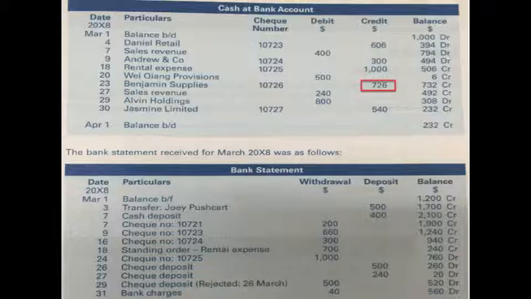So we actually call them the unpresented checks. Another way to check for unpresented checks is to check the check number. For the check number 10726, it is not actually reflected in our bank statement. This shows that it hasn't been processed yet.